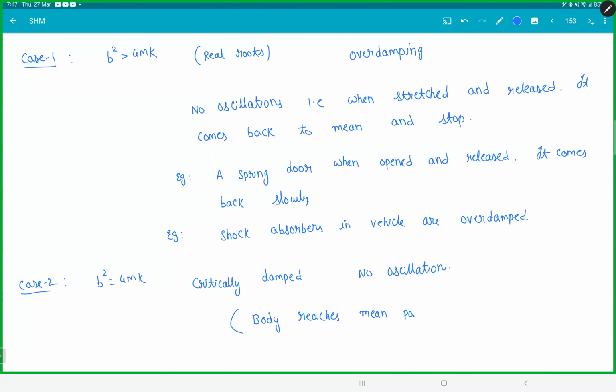Just mean position in least time. Making sense? Meaning if you make a spring door with overdamping and a critically damped one, and if you open both the doors and leave them, the critically damped one will come to the mean position and stop faster than the overdamped one. So these two cases, right? But it is very difficult to design a critically damped system, no? If the mass changes a little, or k changes a little, or anything happens, the values will get messed up.